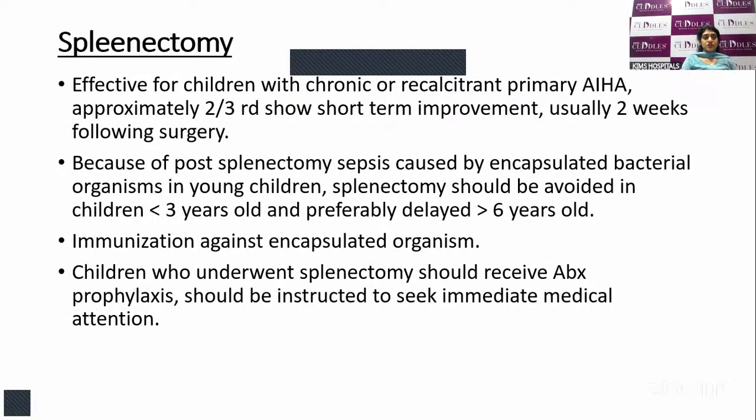Splenectomy is effective for children with chronic or recalcitrant primary AIHA. Approximately two-thirds show short-term improvement, usually two weeks following surgery. Because of post-splenectomy sepsis caused by encapsulated bacterial organisms in young children, a splenectomy should be avoided in children less than 3 years old and preferably delayed to more than 6 years old. Immunization against encapsulated organisms is important, and sometimes people who underwent splenectomy should receive antibiotic prophylaxis and should be instructed to seek immediate medical attention.